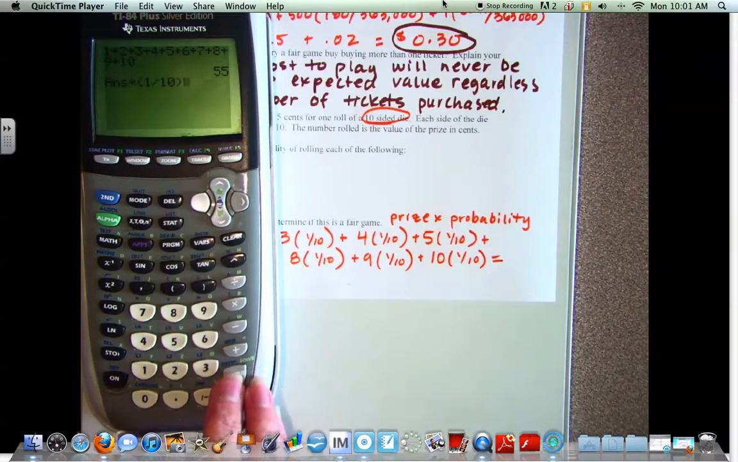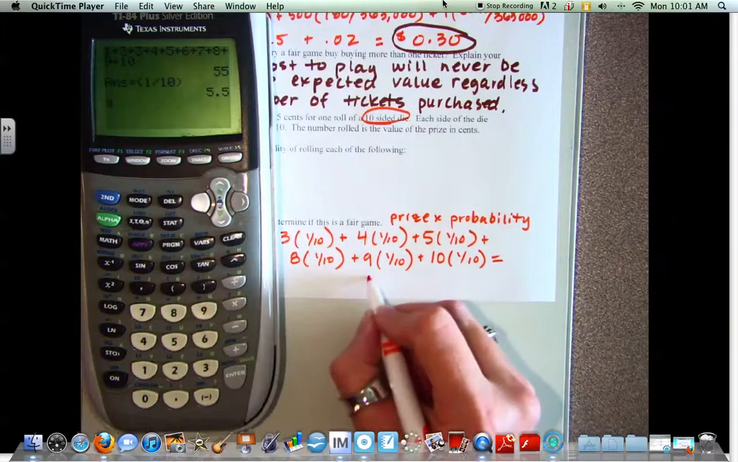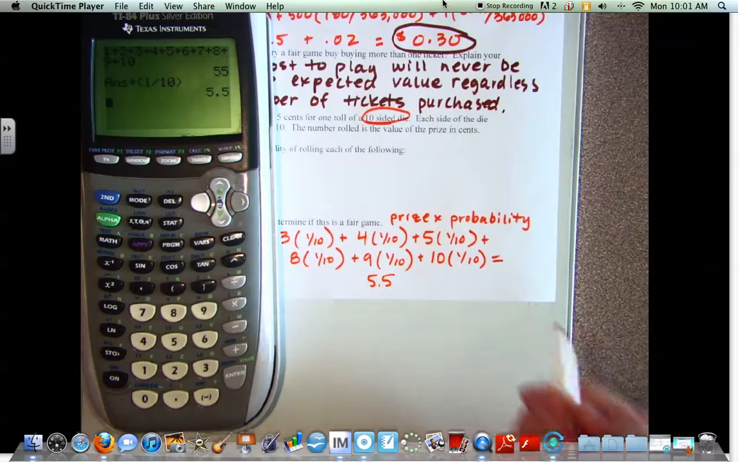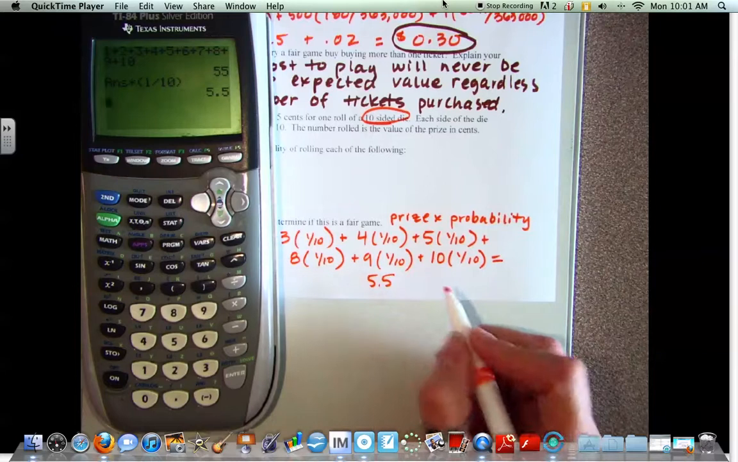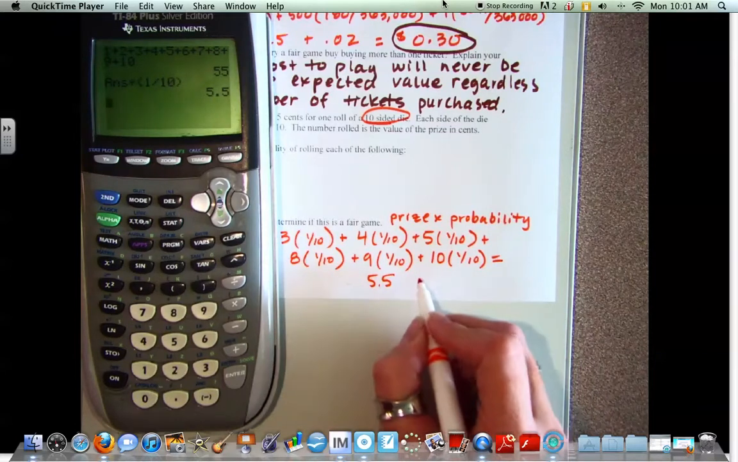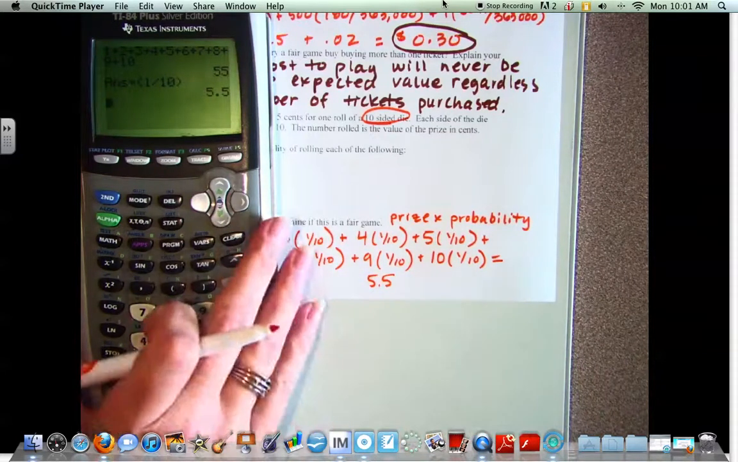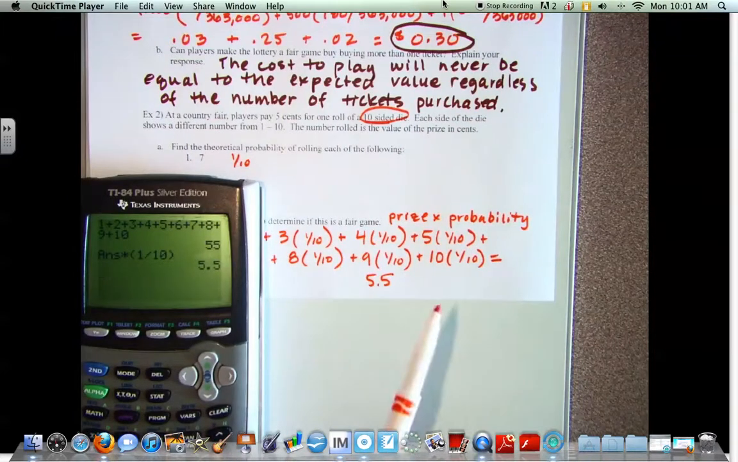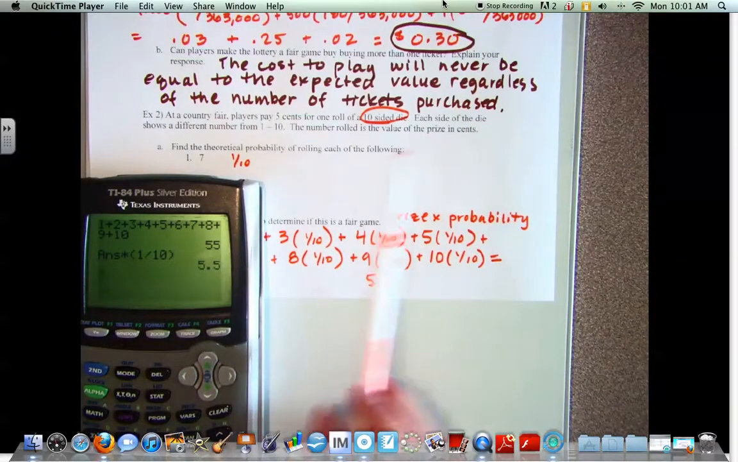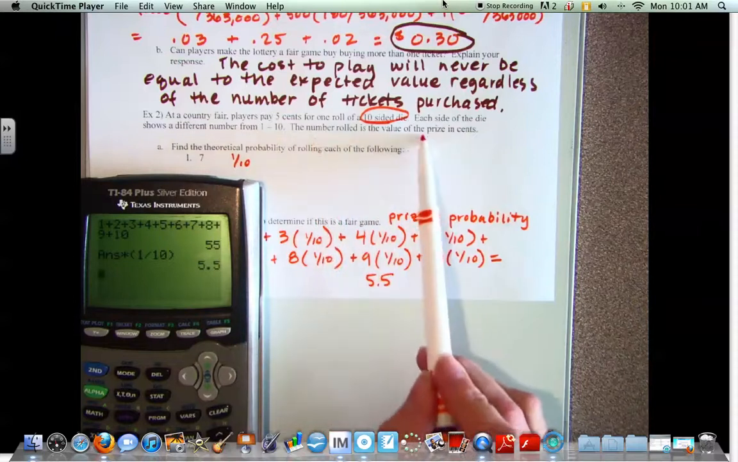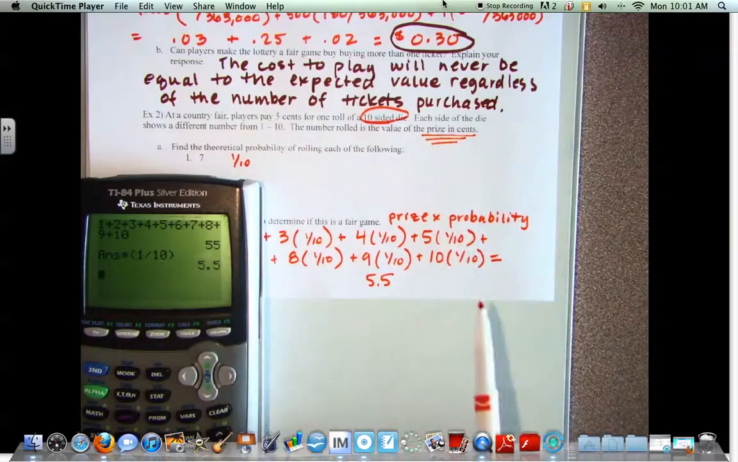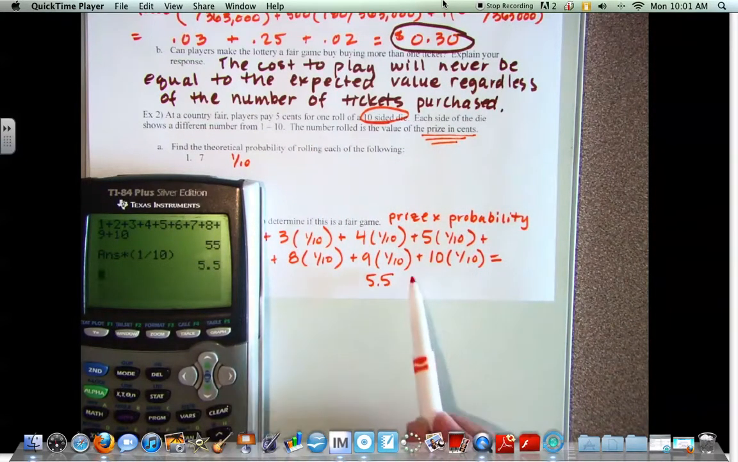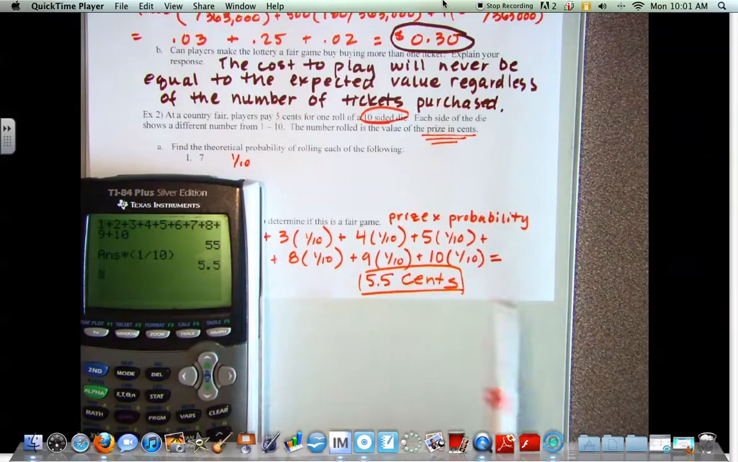So what's your guess? What's the value? 5.5. And this is 5.5, what units are they? Dollars. Centimeters. Not centimeters. Obviously, it says the number rolled is the value of the prize in cents. So what are my units? Cents.